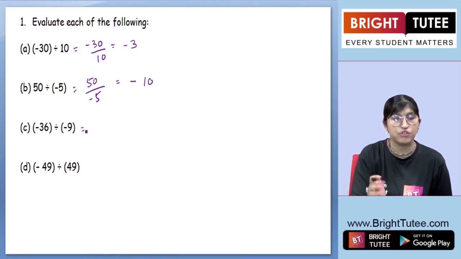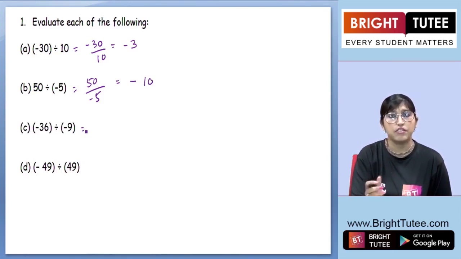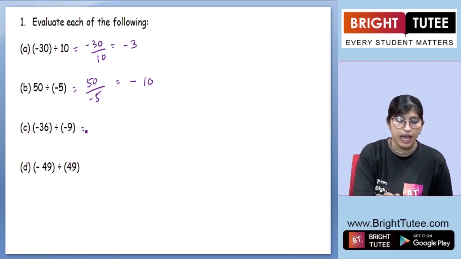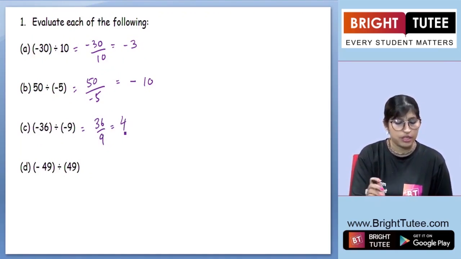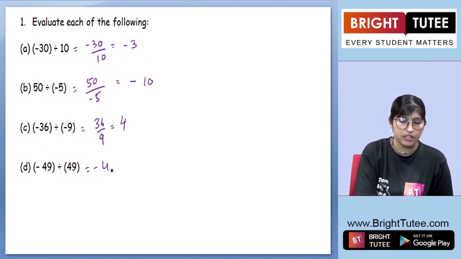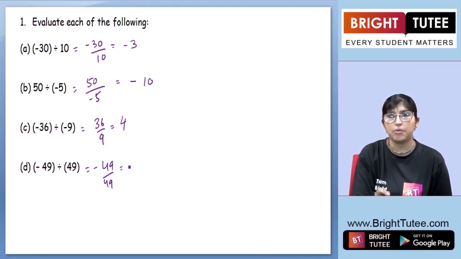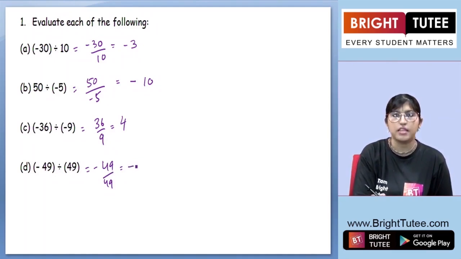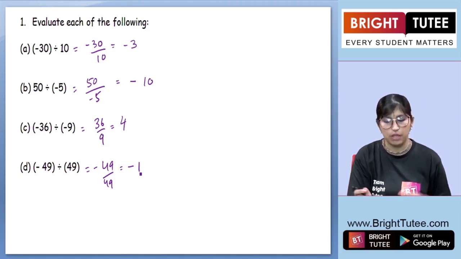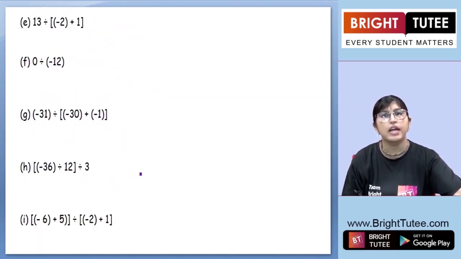The C part says we have two negative integers, and if we divide both integers, we'll be getting the final answer as positive, and we simply divide 36 and 9 as whole numbers, which is 4. Now minus 49 divided by 49: since we have a negative integer and a positive integer, we'll be getting minus in the final answer, and we divide 49 and 49, which is 1 only. So that will be minus 1 for the D part.